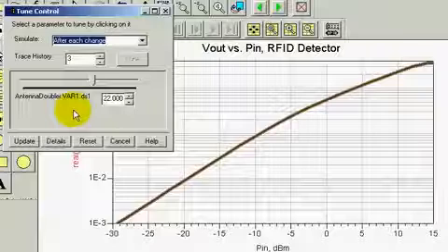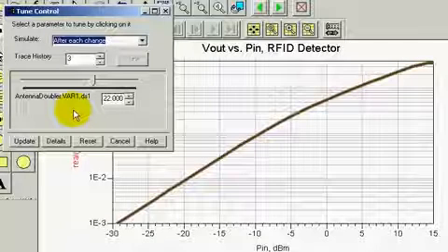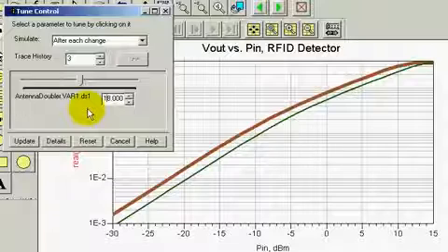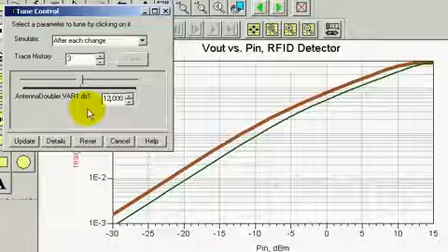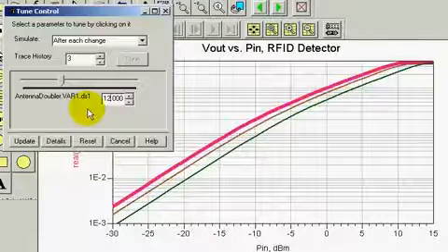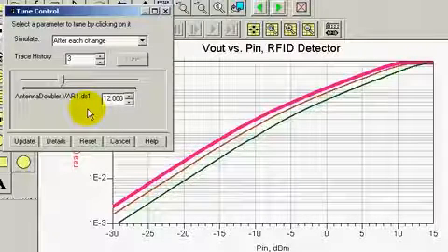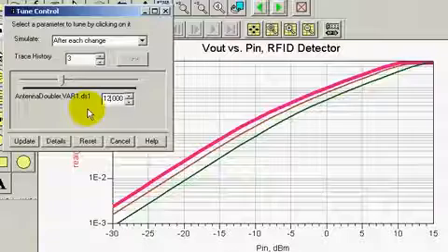We'll begin by setting DS1 to 22 millimeters. Now we'll tune it to 18 millimeters, and finally to 12 millimeters. We can see that we found a setting that provides maximum output voltage.